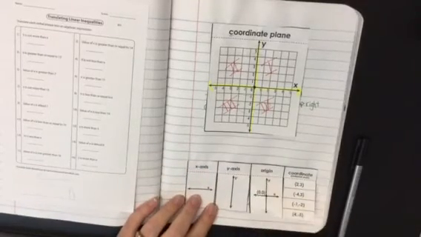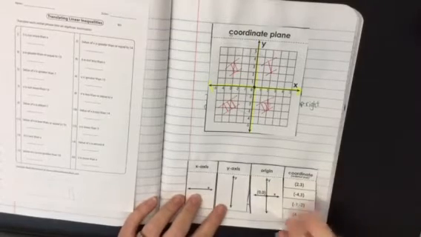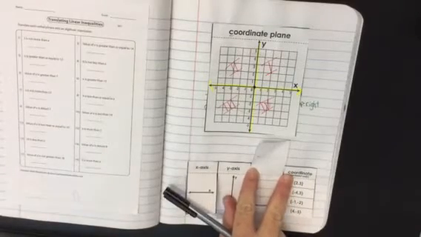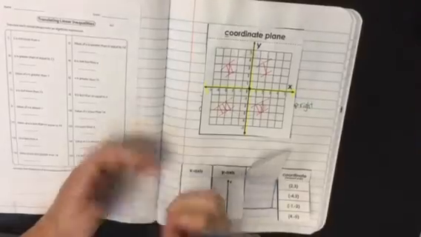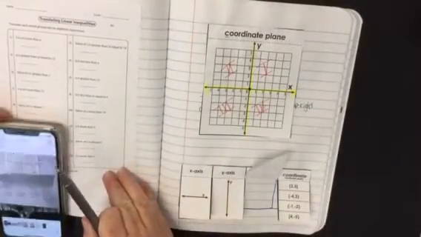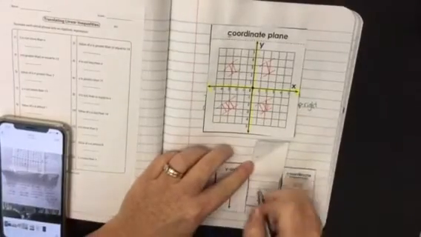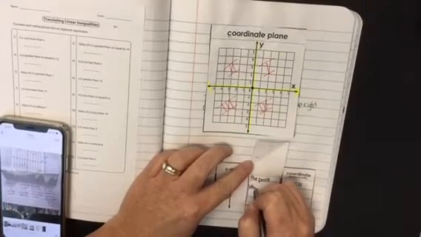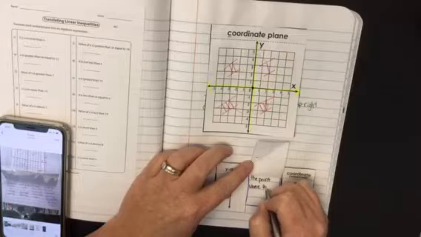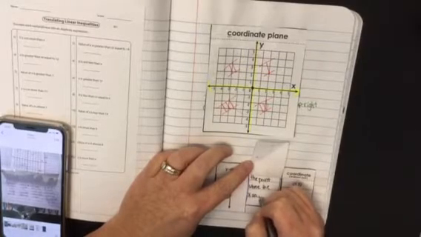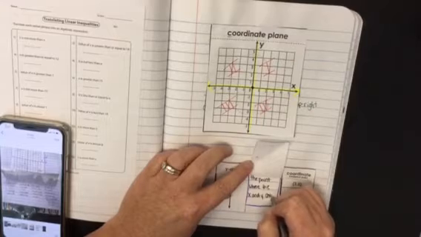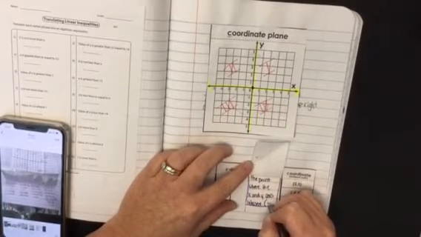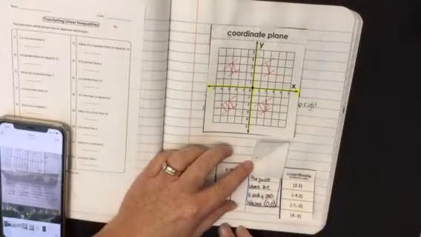All right, so now let's talk about origin. The origin is the point where the x and y axis intersect. And that ordered pair is 0, 0.